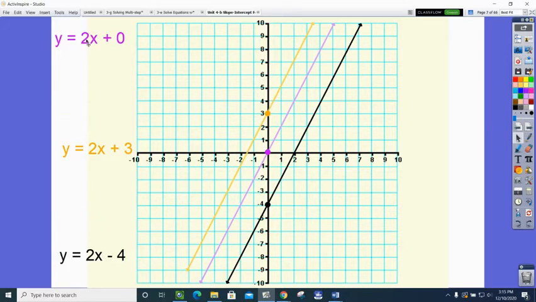So in the next group, the 2 stayed the same in the front. And by the way, if you look at all 3 of these lines, rise over run is 2 over 1, 2 over 1, 2 over 1. So that 2, again, represents the slope. But this time, notice the 3 lines are all parallel. They have the same steepness, the same slope, but they are hitting the y-axis at different points. So the black line at -4, the yellow line at +3, and I put the +0 in there because, see, it's going through the origin.